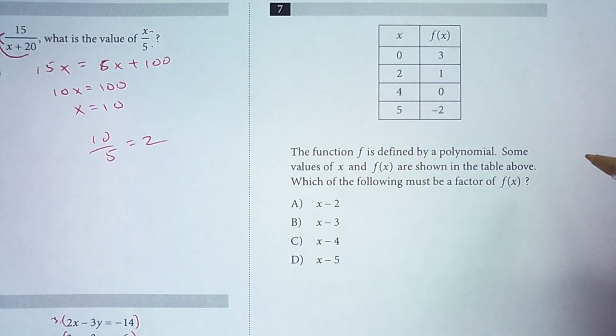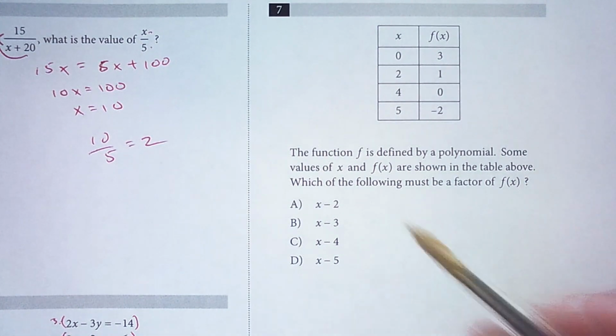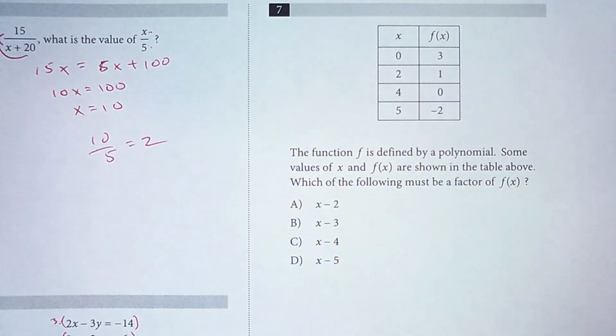The function f is defined by a polynomial. Some values of x and f of x are shown in the table above. Which of the following must be a factor of f of x? So I've got some options here that could be part of the factored form of f of x.